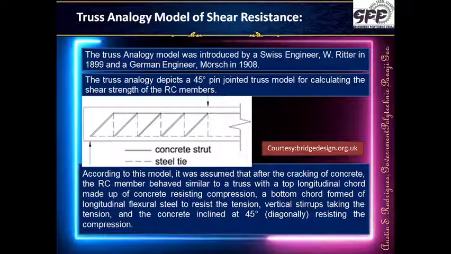So as I have mentioned right in the beginning when we started this chapter, what we are using is a simplified version, or a conventional version. Now all this is based on the truss analogy model. Now there are other models also which have been developed lately, but even now this is in practice. So let us understand this particular truss analogy model. This truss analogy model was introduced by a Swiss engineer, W. Ritter, that was in 1899, and then it was a little modified by a German engineer, Morsch, in 1908.